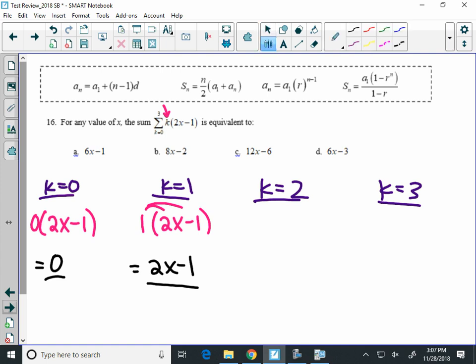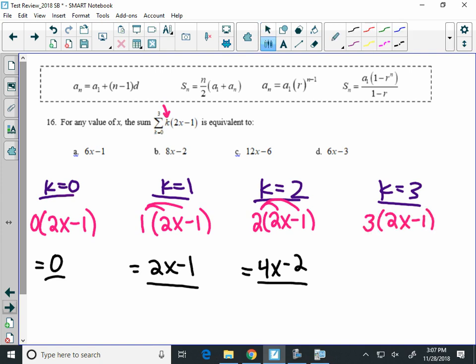For k equals 2, I'm going to do 2 times (2x minus 1). I'm going to distribute there and get that the term for k equals 2 is 4x minus 2. That's the next term in the sequence. And finally, k equals 3. I have 3 times (2x minus 1), which simplifies to be 6x minus 3. Right, those are the 4 terms that you're adding up.